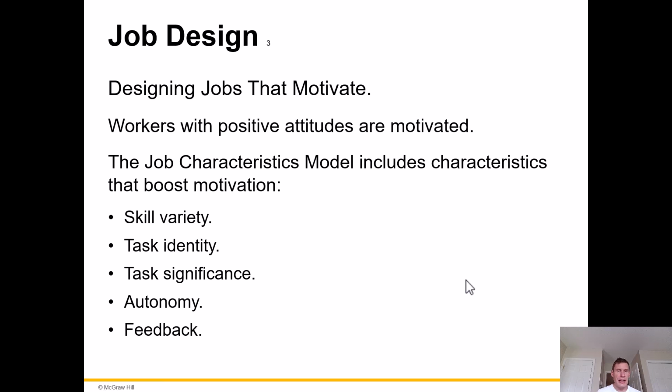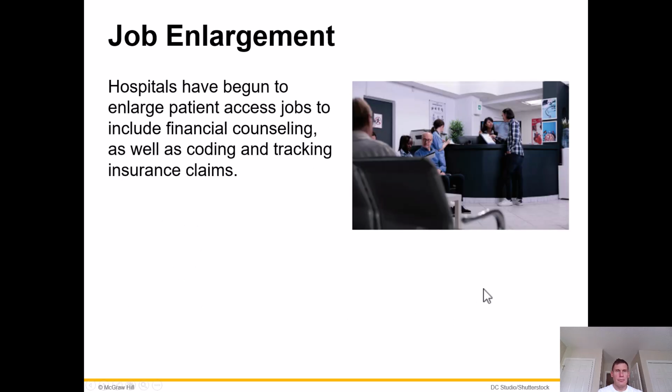Now, this is important. Designing jobs that motivate, right? People want to look forward to going to work, to the extent that that can be possible. So workers with positive attitudes are motivated. The job characteristics model includes characteristics that boost motivation. Things like skill variety, task identity, task significance, autonomy. Autonomy is just how much freedom you have. Nobody likes somebody breathing down their neck, if you will. And then feedback. How often do you get feedback? How good is the feedback? So on and so forth.